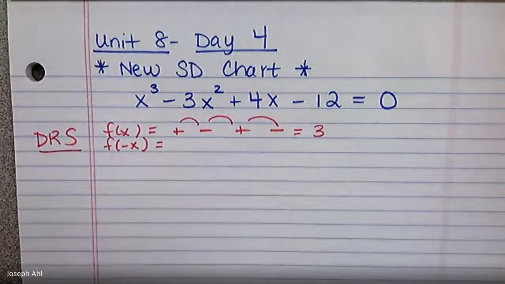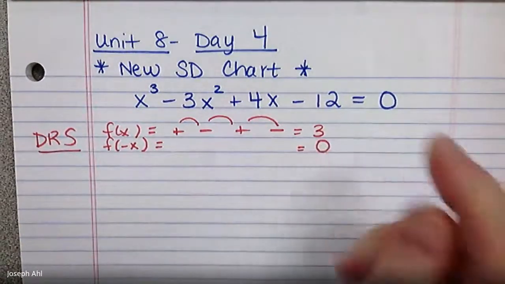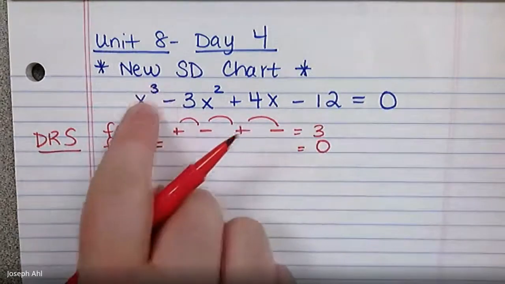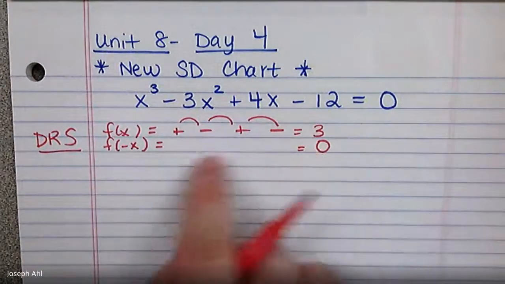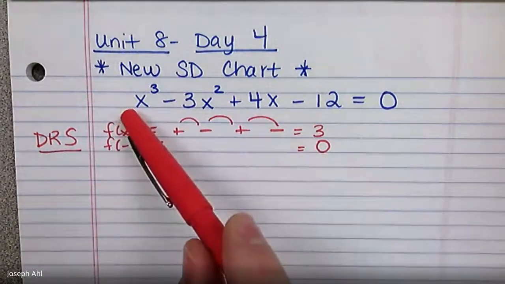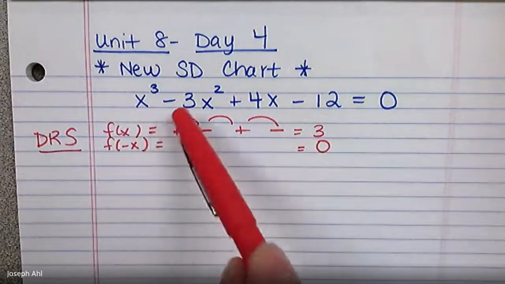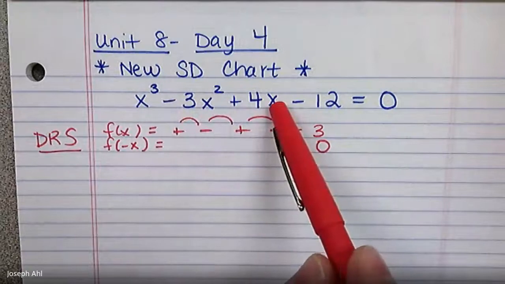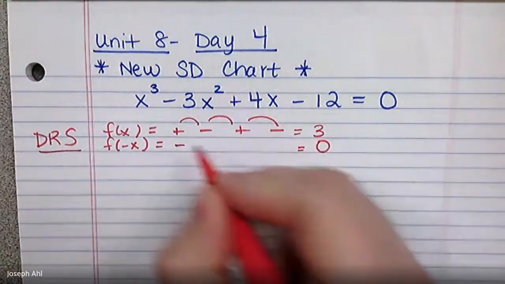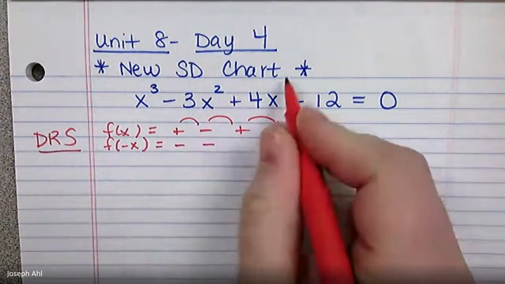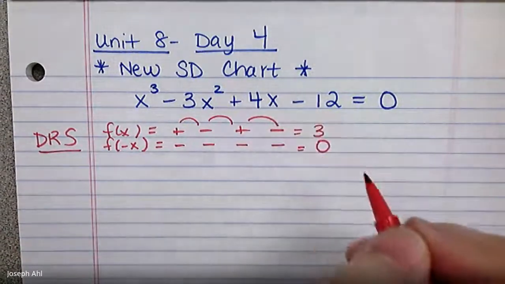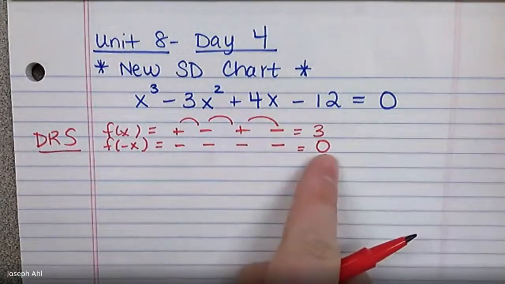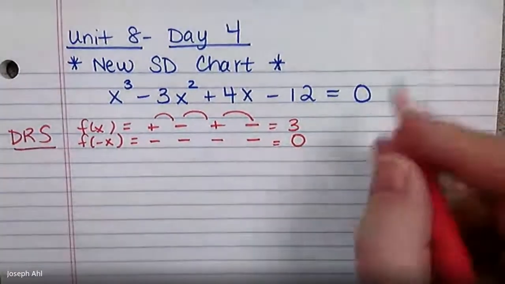But what that means about f of negative x is that it probably should come out to be 0. Because if we have 3 positive roots, there's only 3 roots total. So there really shouldn't be any negative roots then. But let's go ahead and see what happens when I look at the sign changes in f of negative x, which is changing the odd exponent signs. So it's going to change to negative for x cubed, but x squared stays. X, the first, stays negative or becomes negative. The constant stays negative. So as we predicted, there are no sign changes in f of negative x.